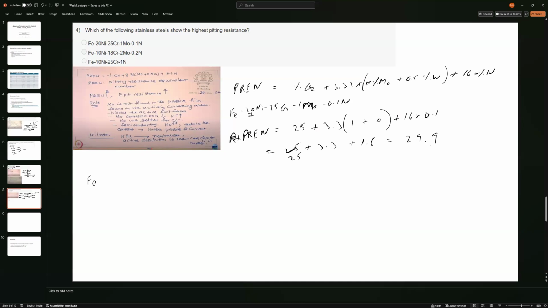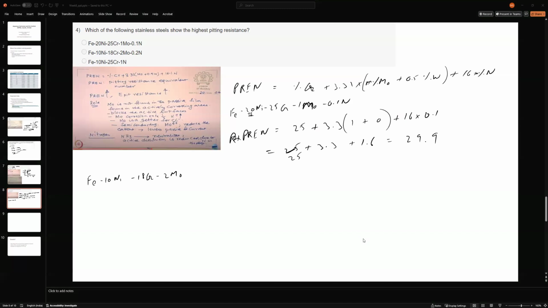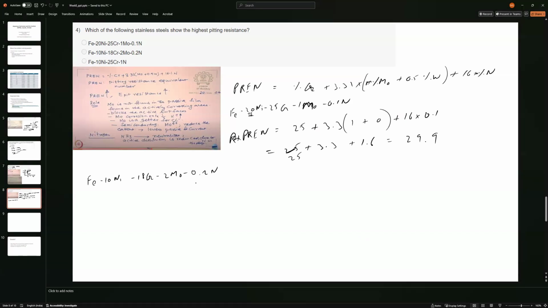For the second one, we have Fe, 10 nickel, 18 chromium, 2 molybdenum, and 0.2 nitrogen. So again the PREN number becomes 18 plus 3.3 times 2 plus 0 plus 16 times 0.2, which is 18 plus 6.6 plus 3.2, which is 27.8. So the first has the higher PREN number between these two.